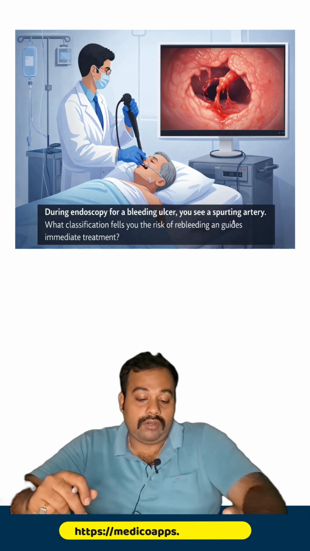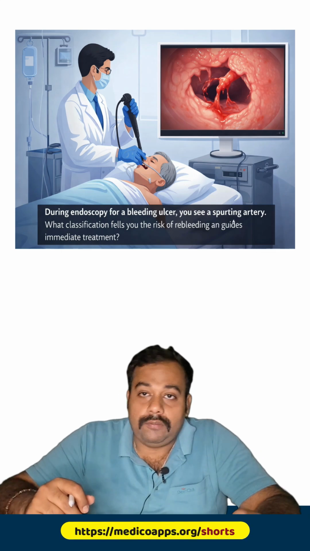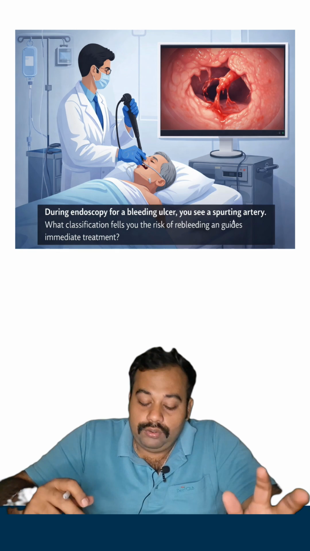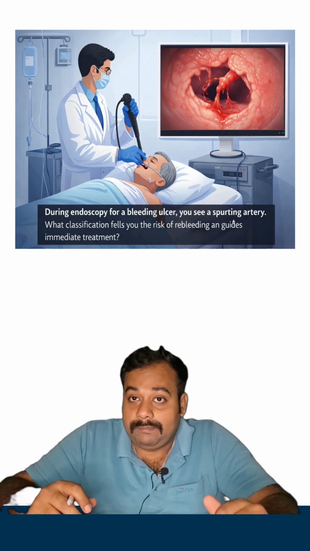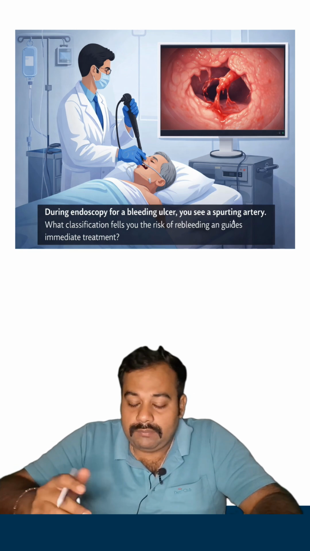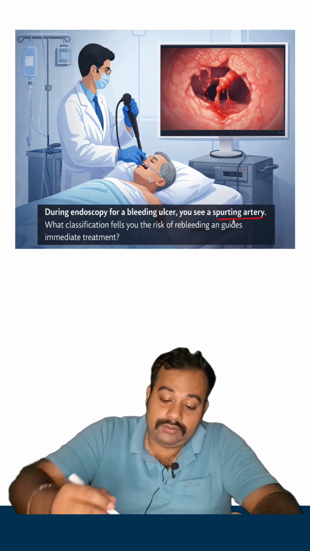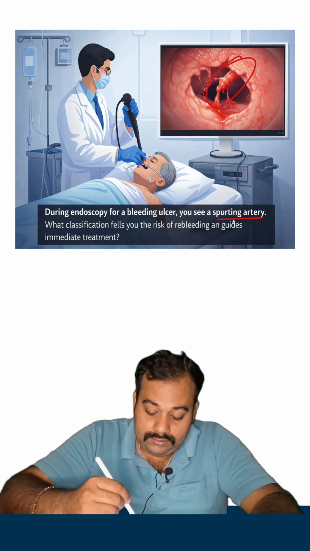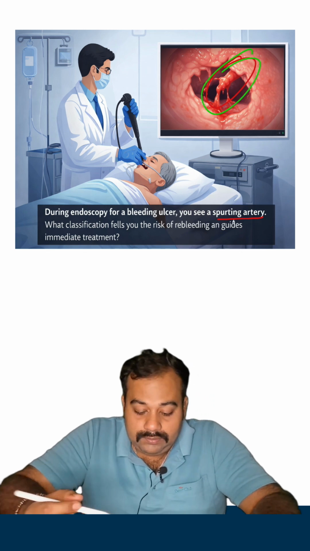Hello everyone. So let's talk about our next problem. In this problem, you are doing endoscopy for a patient with a bleeding ulcer. Now, while doing the endoscopy, you are able to see there is a spotting artery, right? This one is a spotting artery.